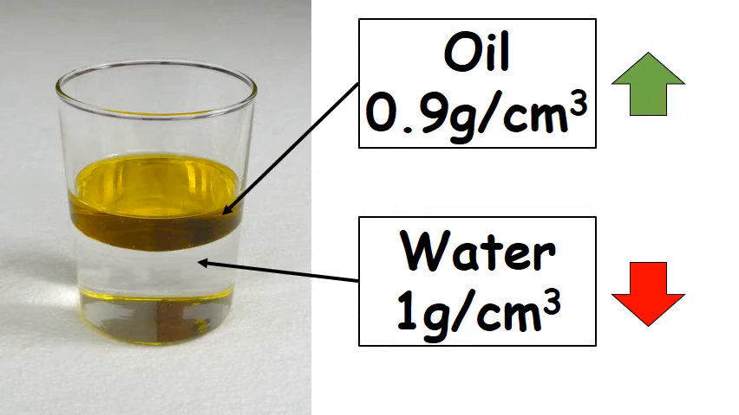But what does this mean? This means that for the same volume of material, water is heavier than oil. And because it is heavier, it will move to the bottom, while the oil will end up on top of the water. And it doesn't matter in which order you place these liquids in the cup, eventually the same result will be observed.